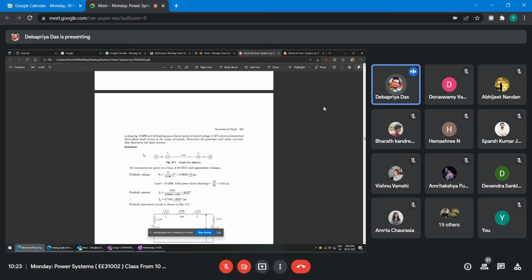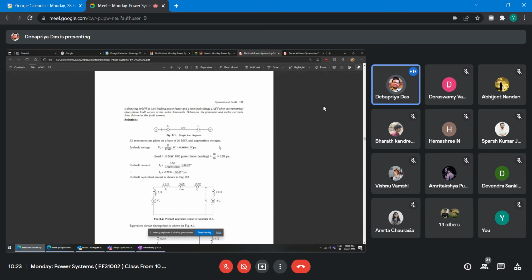So this is the generator. This is transformer T1, transformer T2. Reactance is given. This is the motor, and this is another terminal. So a three-phase fault has occurred at the motor terminal, right? The fault has occurred here. Now all reactances are given on a base of 20 MVA. If it is not, you have to convert it to a common base, right? But in this case, it is given on 20 MVA at the appropriate voltage.